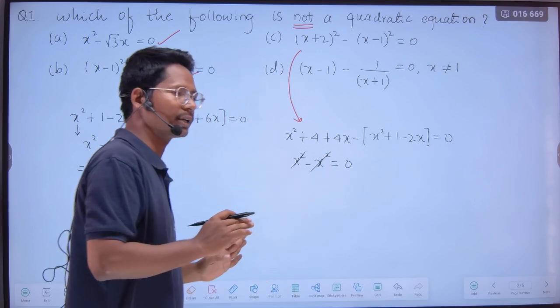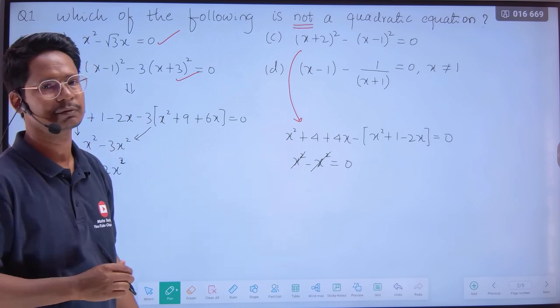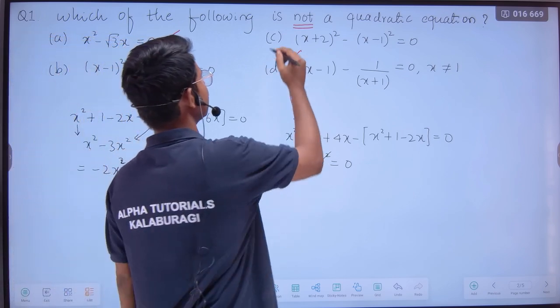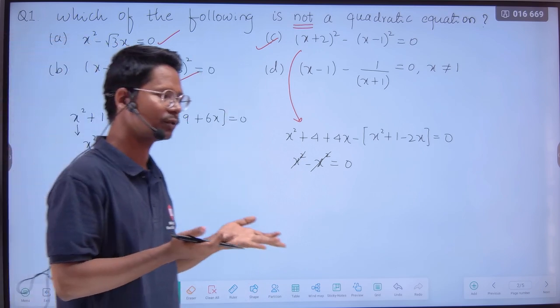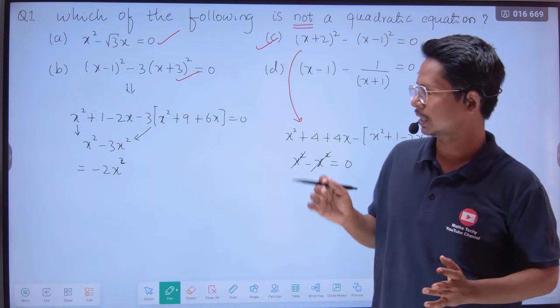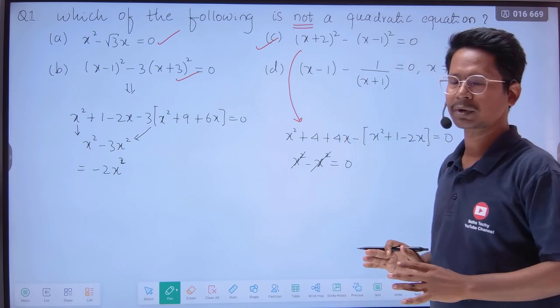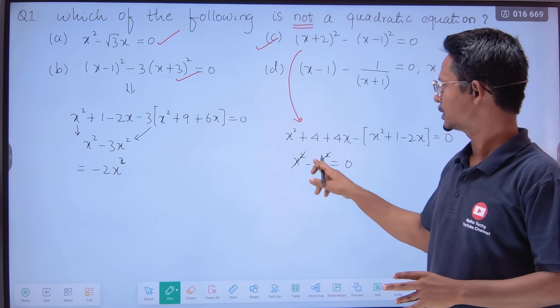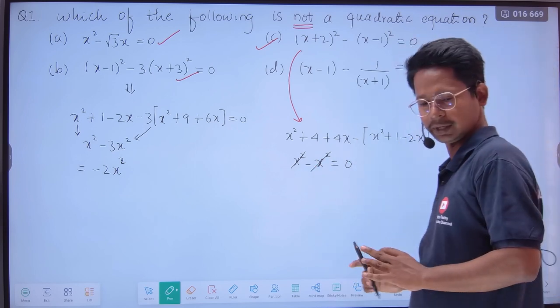It means there is no x square term. If there is no x square term, it is not a quadratic equation. So your correct answer is option C. It is not a quadratic equation because there is no highest degree of 2. If the highest degree 2 is there in the equation after simplification, then you can say it is a quadratic. But after simplification, there is no x square term. So it is not a quadratic equation. Getting? Okay. Next one.